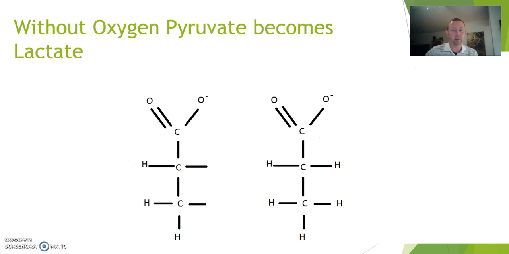And here are two different molecules of lactate. They are identical, but there's two of them formed because as the glucose breaks down, it forms these two molecules. After it becomes pyruvate, it turns into lactate.